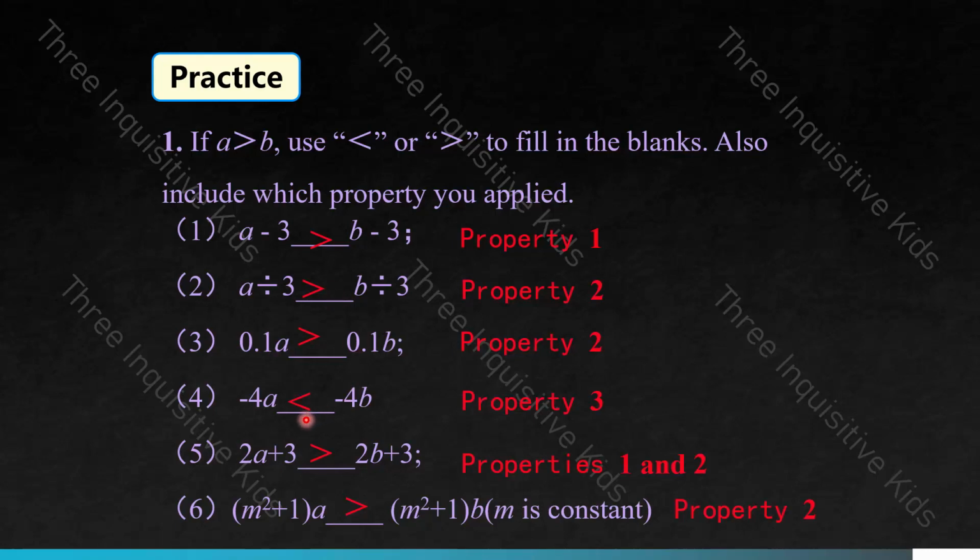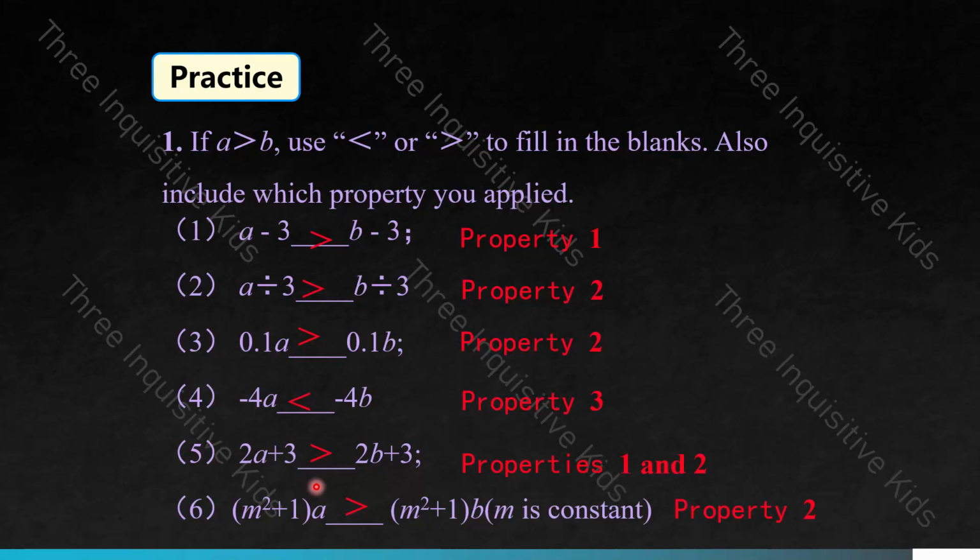The only property 3 here is negative 4a is less than negative 4b because, remember, the original is a is greater than b. So since you're multiplying a negative number onto both sides of the inequality, it means that the sign of the inequality does have to switch directions. Now this is properties 1 and 2 because there's actually 2 steps to this. You have to first subtract a 3 on both sides, and then you have to divide a 2 on both sides.